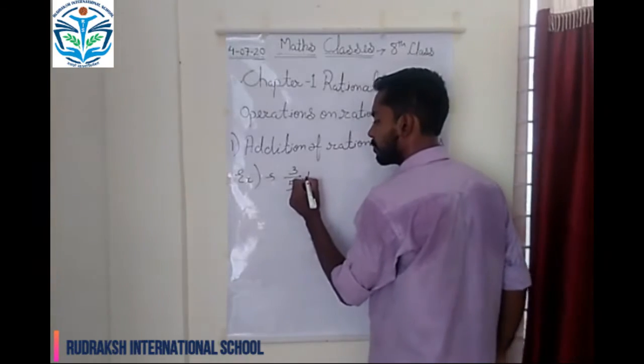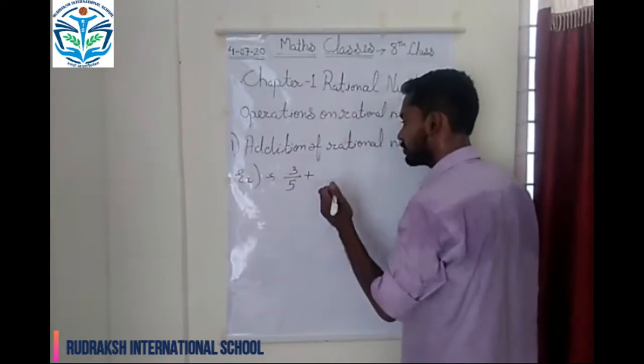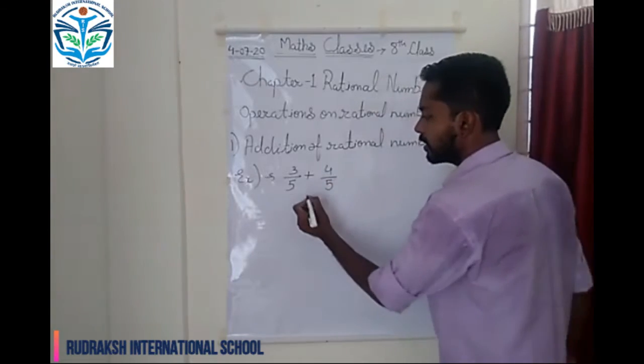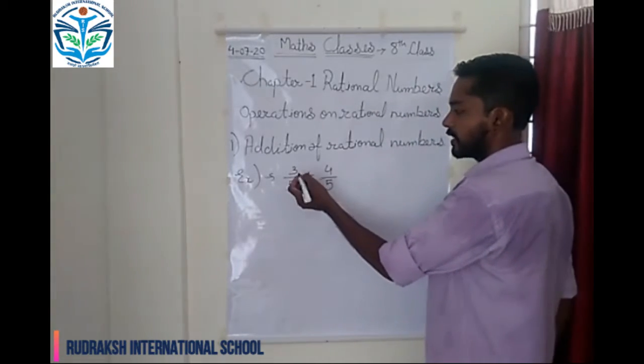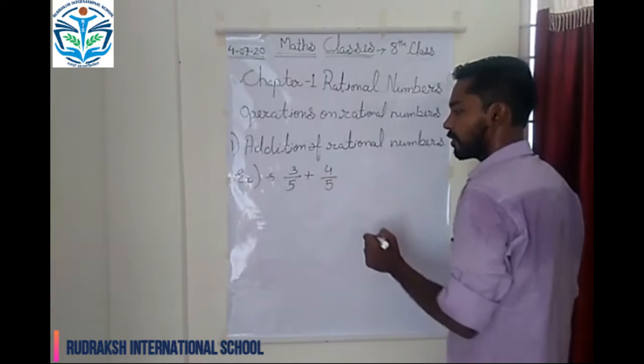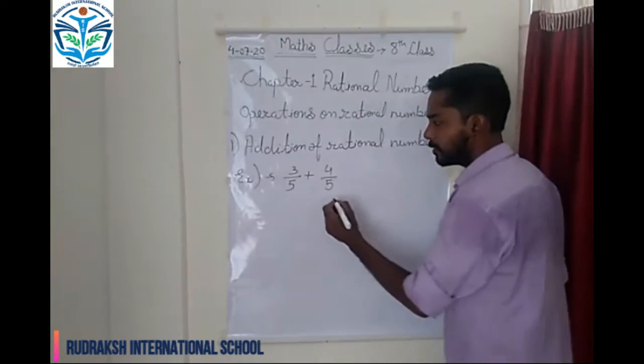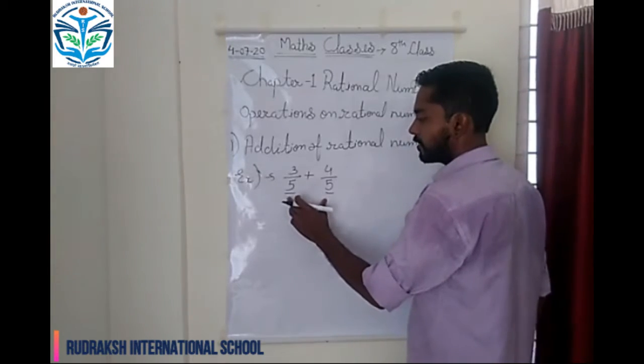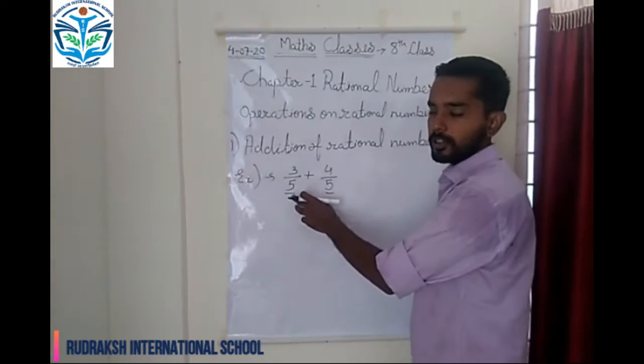3/5 plus 4/5. So here we have to add two different rational numbers, that is 3/5 and 4/5. Now here you can see that in both the numbers we have the same denominator, that is, the denominator 5 is common in both the numbers.